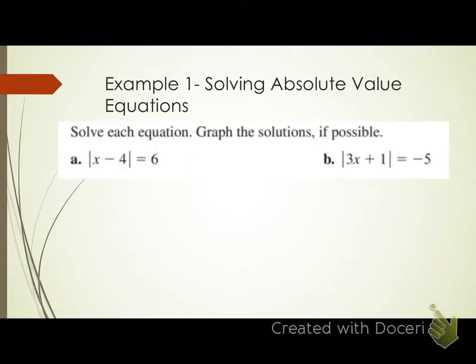So, if that's the case, what's going to be my first equation for letter A? Take off the bars. So what's it going to be? x minus 4 equals 6. There we go. Your first equation will just be the exact same without the bars. Everyone got that? Okay.